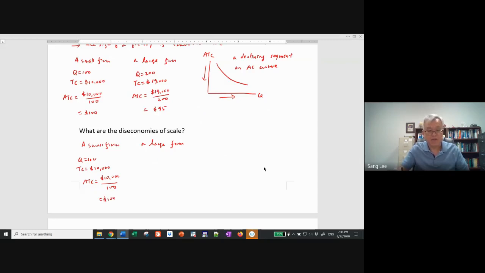But a larger firm is producing twice as much output, 200, and yet total cost is, let's say, $21,000. So here, average total cost is 21,000 divided by 200. So what do you get? $105. So now a typical unit costs you $105, $5 more than at the small firm.